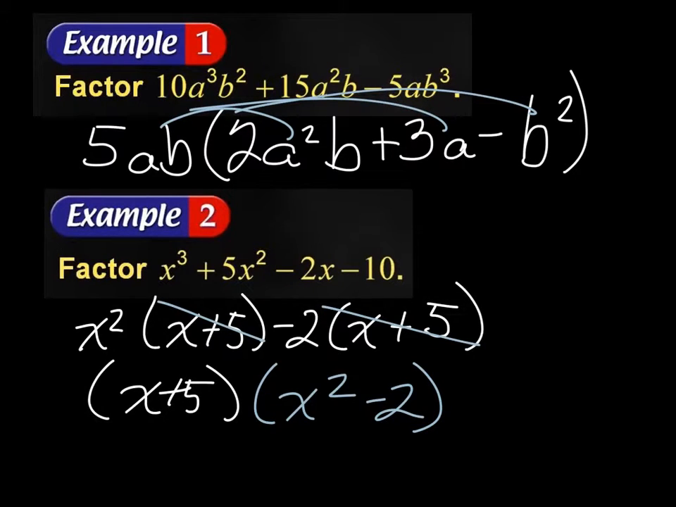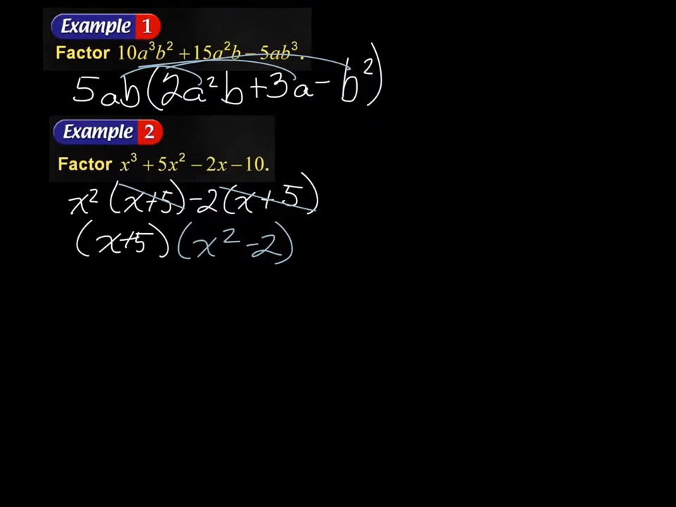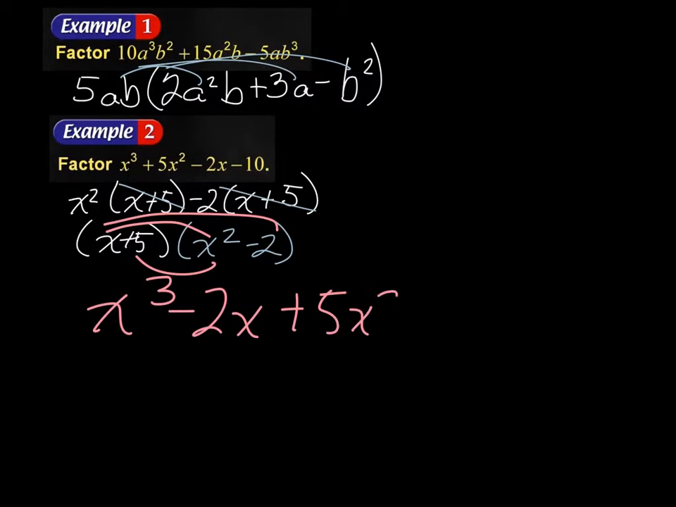And that is not a difference of two squares because negative 2 is not a perfect square. So that's all I can do to factor that polynomial. Now, if you were in a testing situation and really wanted to be sure that you're right, you could distribute this out, and we'd have x cubed minus 2x plus 5x squared minus 10. The order is different, but if we rewrote that in descending order of x, we would have the same thing we started with.